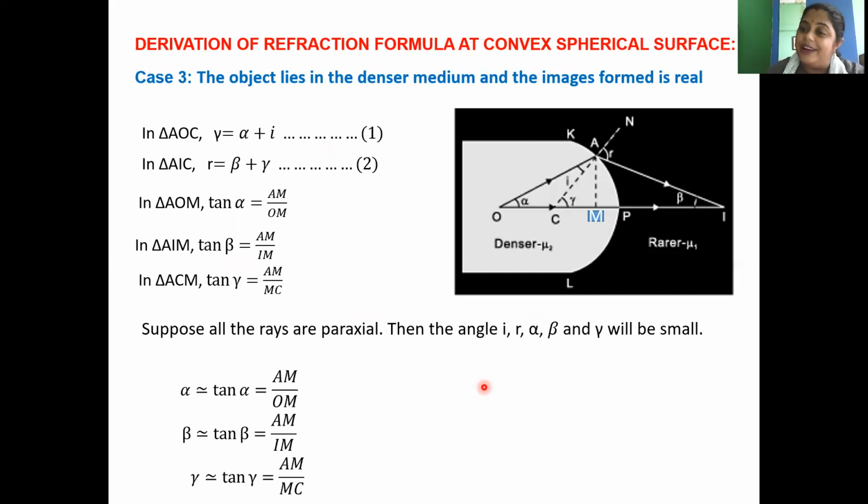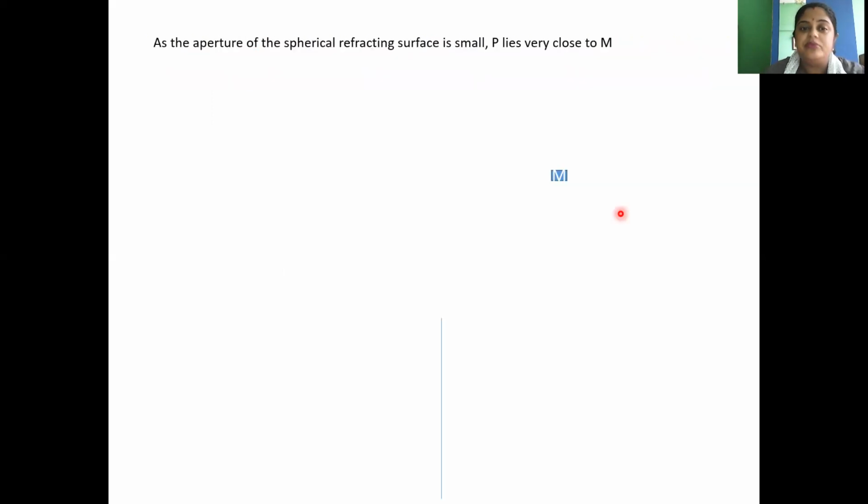Now again we use the assumption that the aperture for this refracting surface is very small. For small aperture, we can take P and M very close, so we can replace M by P. We have already done this. As the aperture of the spherical refracting surface is small, then MP is very close to M. Then alpha can be written as AP by OP, beta can be written as AP by IP, and gamma can be written as AP by PC.